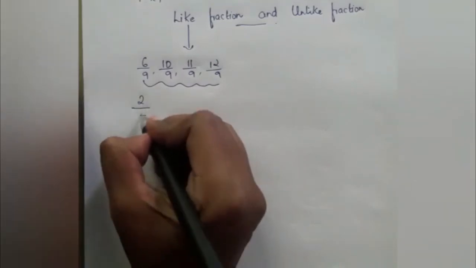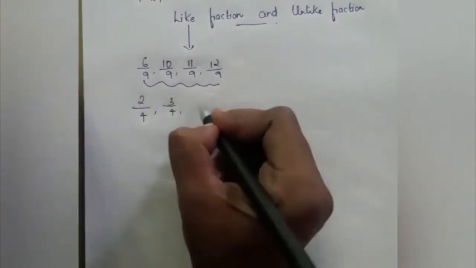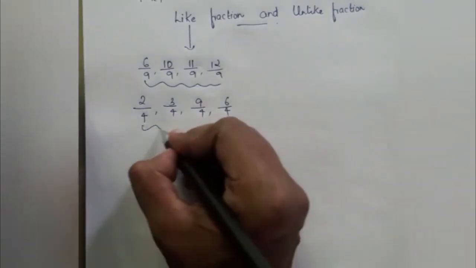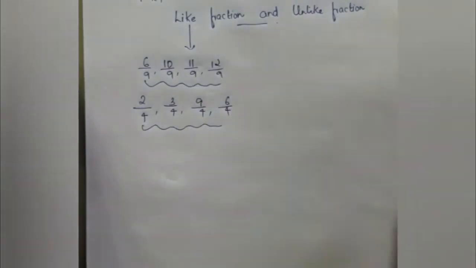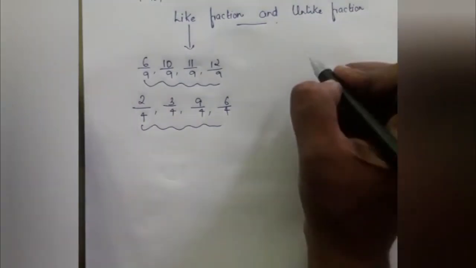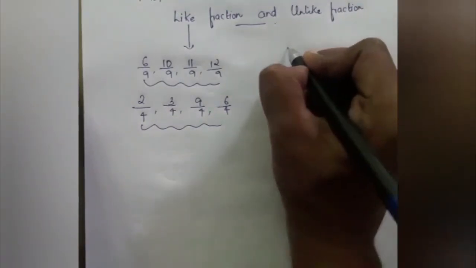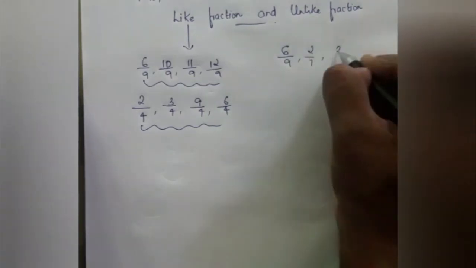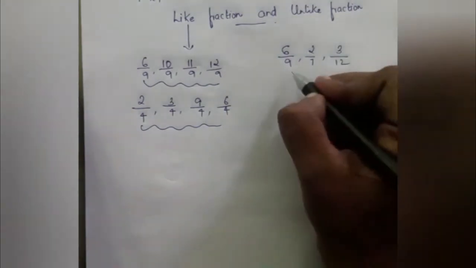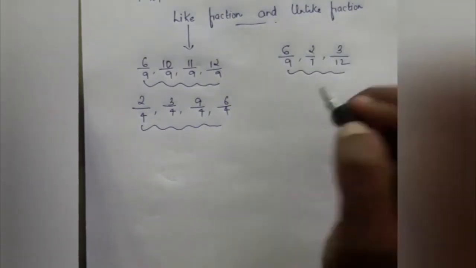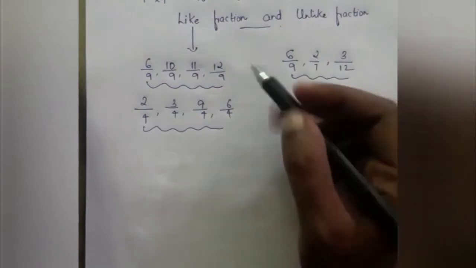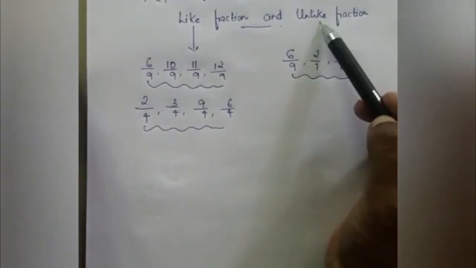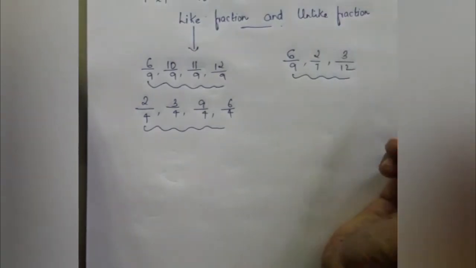Another example, 2 by 4, 3 by 4, 9 by 4, 6 by 4. These are also like fractions because the denominators are same. Unlike fraction means denominators are different. For example, 6 by 9, 2 by 7, 3 by 12. So here the denominators are different. So this is unlike fraction. So what is the difference between like and unlike fraction? Like fractions, denominators are same. Unlike fractions, the denominators are different.